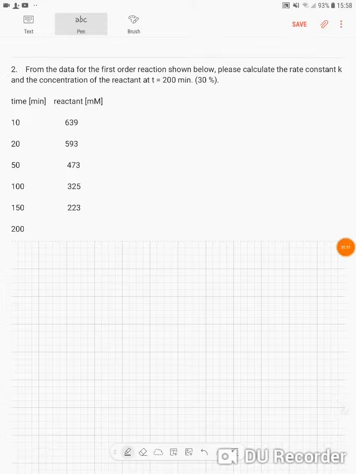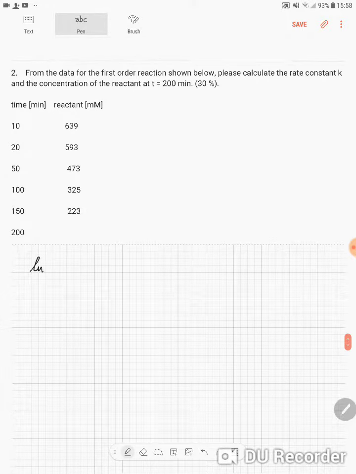In this question, we are required to calculate the rate constant of a first order reaction from some given data. So we know for a first order reaction we can use the equation: ln of the final concentration of A over the initial concentration of A equals negative k times t final minus t initial.